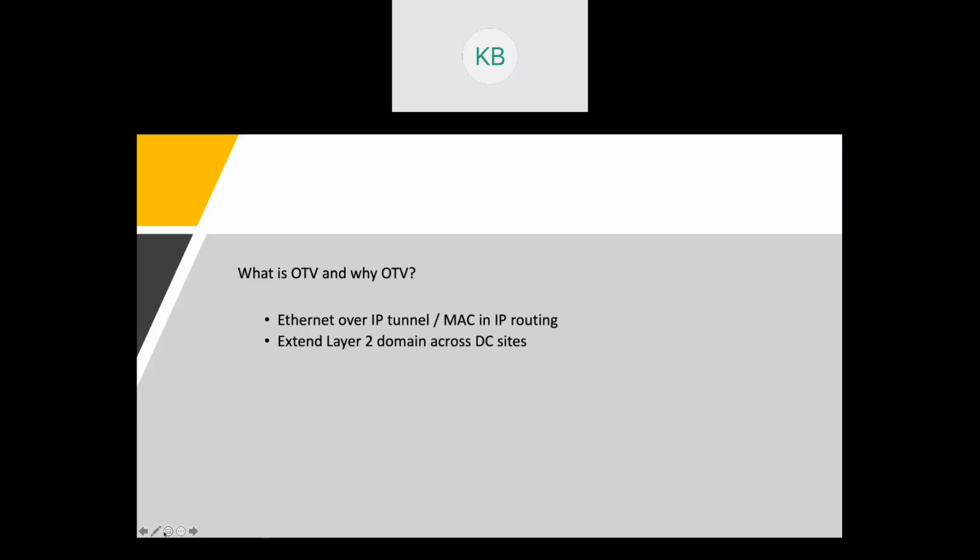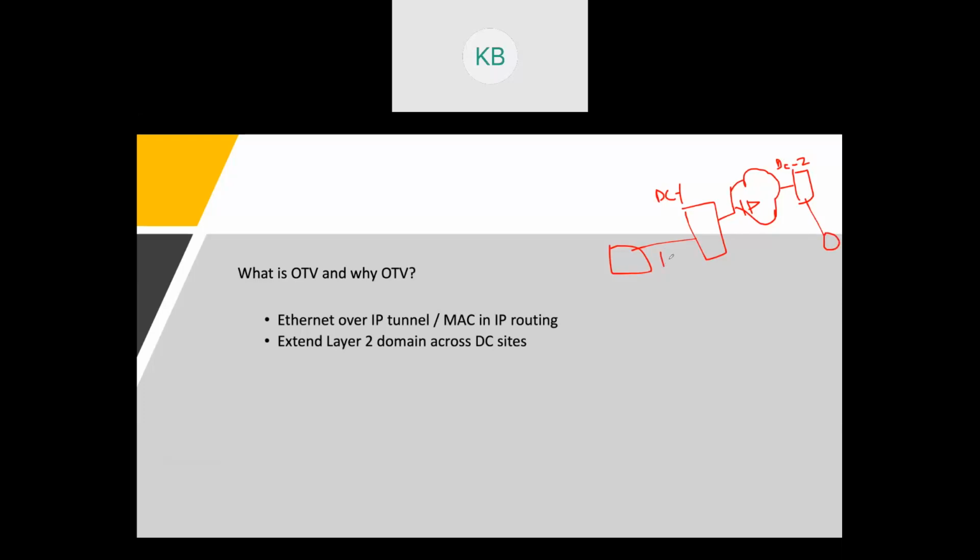Let's say that you have a host which is connected to data center 1. This is, let's say, DC1. And then you have some kind of IP network in between. It could be anything. It could be MPLS, it could be internet, it could be your dark fiber, it could be anything. And then on the other side, you have DC2. Okay, this is DC2. And then you have another host connected here.